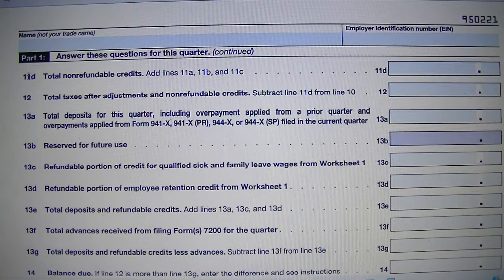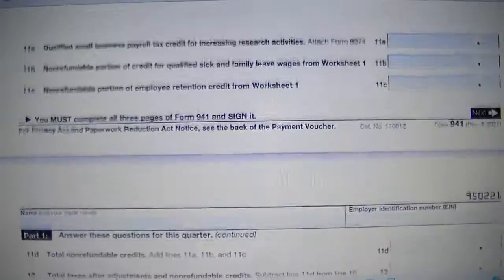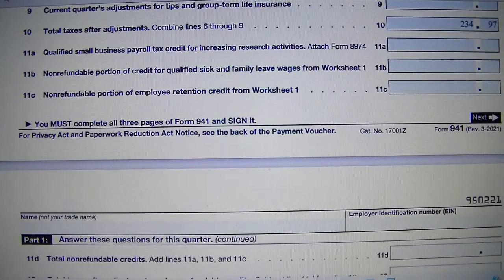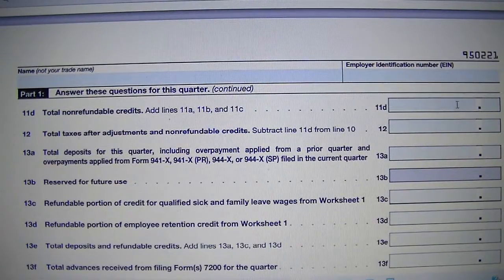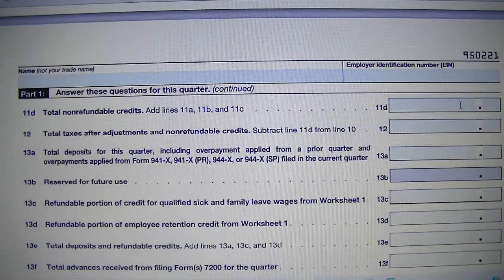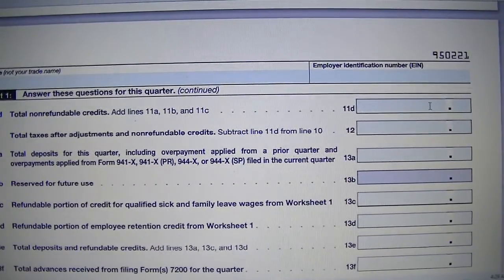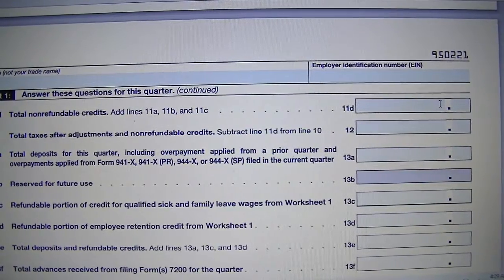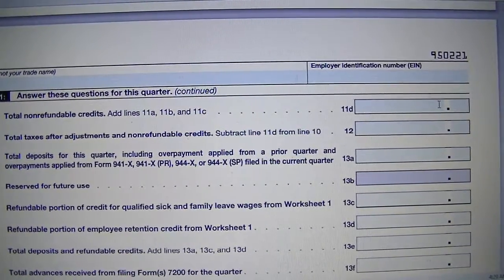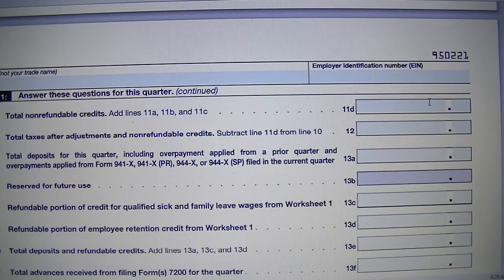So Part 1, continuing to page 2 of Form 941, you have line 11D, total non-refundable credits. You will total line 11A, line 11B, and line 11C. You'll notice that on lines where I don't have any dollar amount, I just left them blank. You can leave them blank when you don't have anything going to those lines. We don't have any non-refundable credit, so we leave them blank. And that will be all for this session.